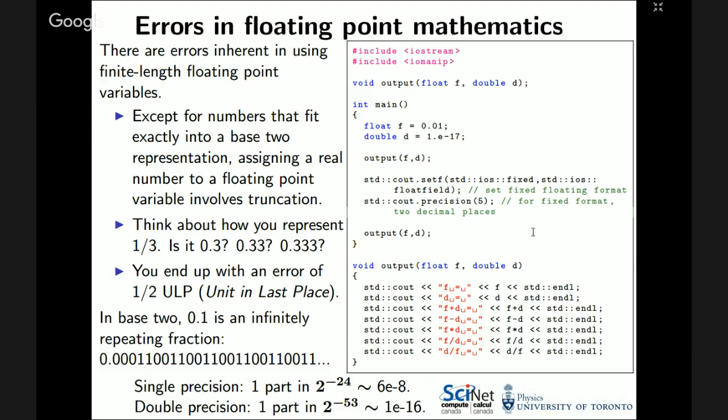So I have a piece of code here, just an example. I have a float number 0.01, and then I have another, a double, 10 to the minus 17. I create a function output, but basically what it does is print those two numbers, the addition of these two numbers, the subtraction, the multiplication, the division, and the inversion of the division. I don't have the output, but I invite you to try it at home. You will be surprised what you will see. In some cases, it's not what you would expect.